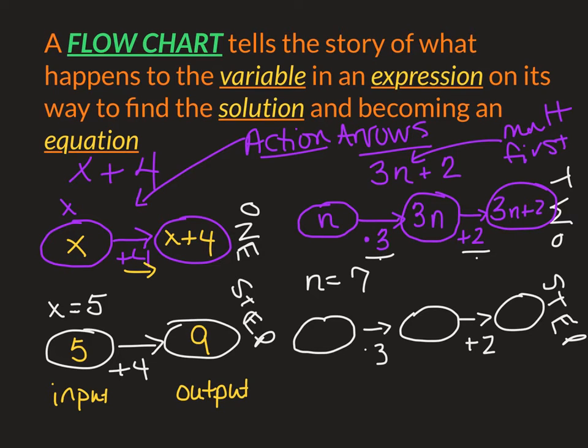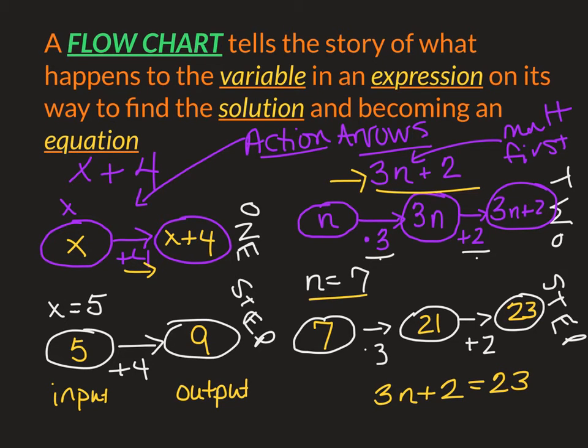So my input, like I said, is n equals 7. So in the input, I'm going to have 7 times 3. So I know that that's 21, plus 2 more gives me 23. So in this particular case, when I actually write out the equation, which I know I didn't do on the other side, it's 3n plus 2 equals 23. So that's how we see how an expression right here becomes an equation here.